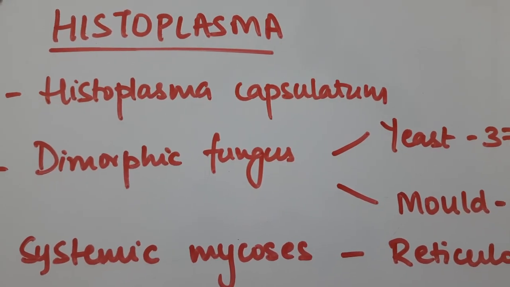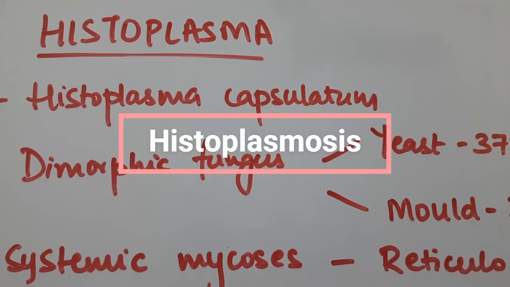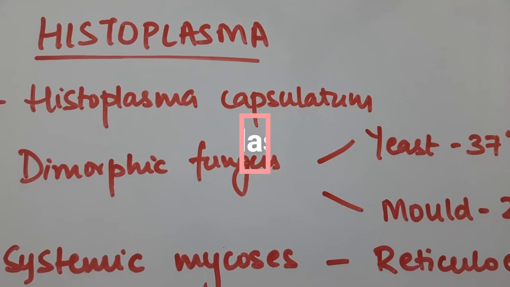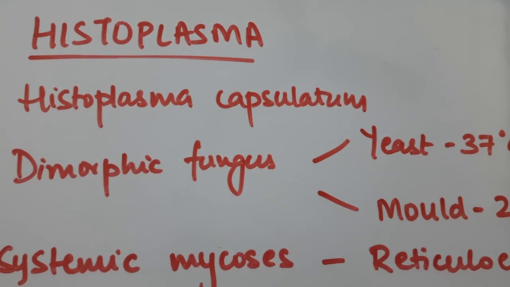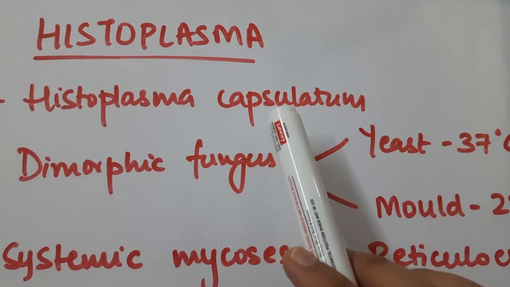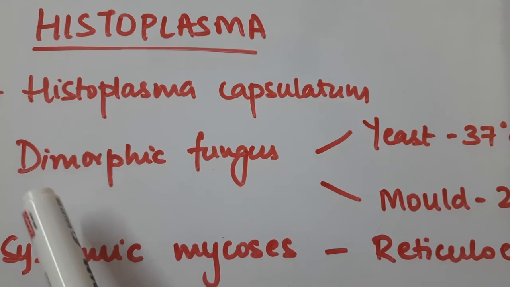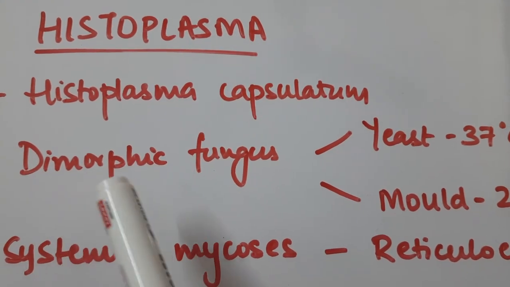Hello everyone, in this video we will talk about the fungal infection histoplasmosis. Histoplasmosis is caused by the fungus Histoplasma capsulatum. This particular fungus is a dimorphic fungus. Dimorphic meaning two different forms.